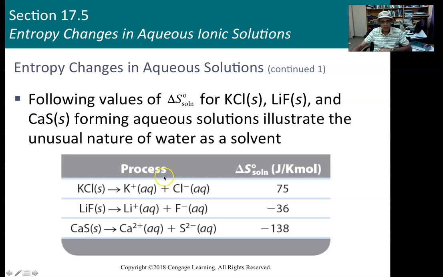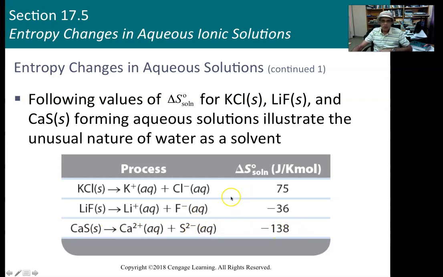So here's a solution process that is not easy to just predict. For example, here in the KCl solution, when you dissolve KCl in water, this forms potassium ions and chloride ions, and this shows a positive, which is an increase in entropy. However, when you form lithium fluoride solution, LiF, to form lithium ions and fluoride ions, that is a negative entropy, meaning non-spontaneous. And likewise, here, calcium sulfide into calcium ions and sulfide ions, negative entropy, non-spontaneous.